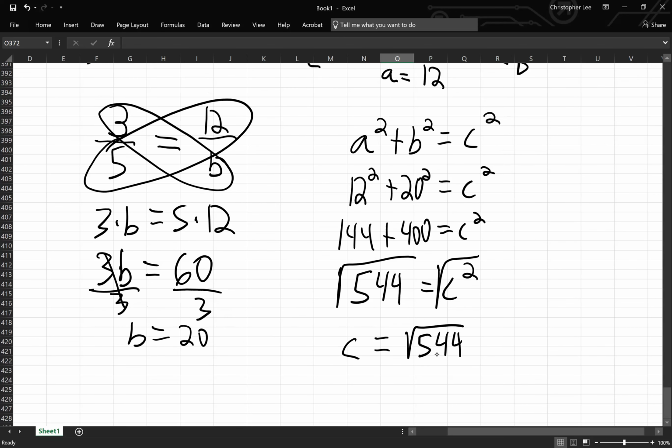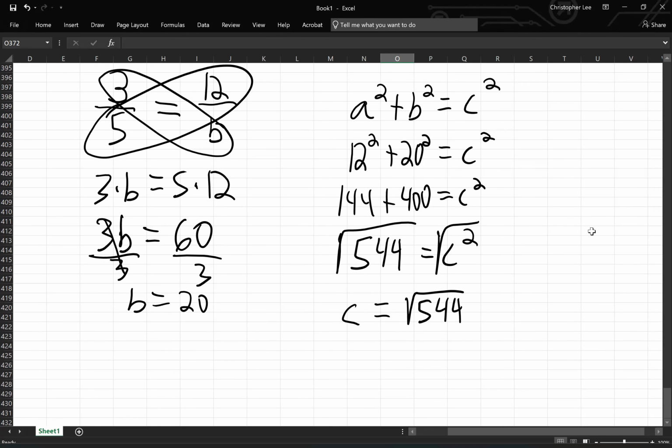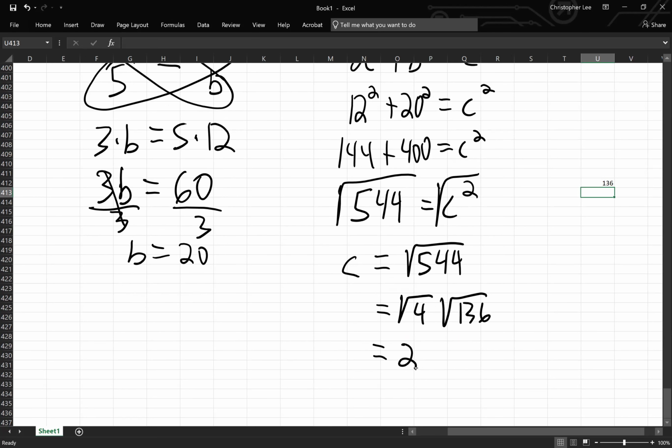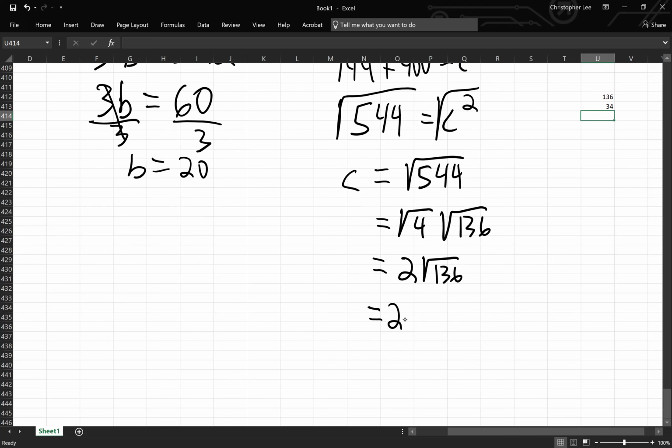I agree. Let's divide this by 4. What is 544 divided by 4? 136. So this is square root 4 times square root 136. Can I do that again? Yeah. What is 136 divided by 4? Worked again. So this is 2 square root 4 square root 34, right? And then that's just going to be 2 times 2 square root 34. Let's call that 4 square root 34. Can I do it again?